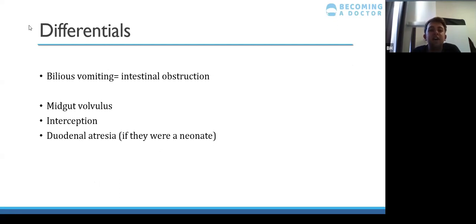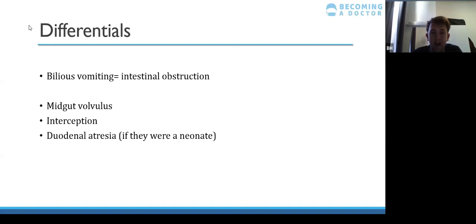And so your differentials for intestinal obstruction, sort of higher up obstruction, would be midgut volvulus, intussusception, and duodenal atresia if they were a bit younger. It can be quite hard to differentiate the causes, midgut volvulus and intussusception. And to a degree, I don't think it matters, because what you need to know is that bilious vomiting is serious and it needs investigating. So whether it's midgut volvulus or intussusception, you'd still be wanting to investigate properly and treat properly.